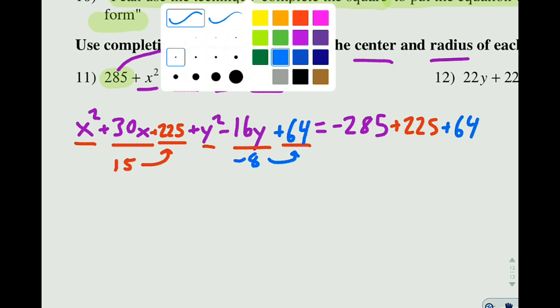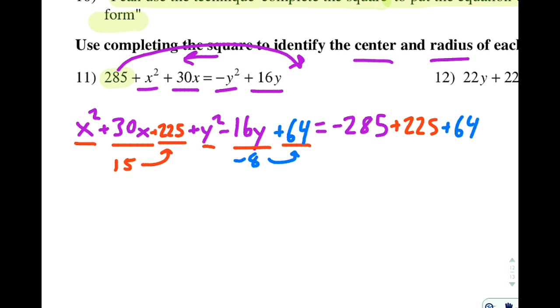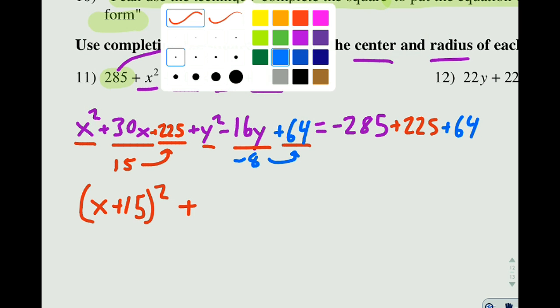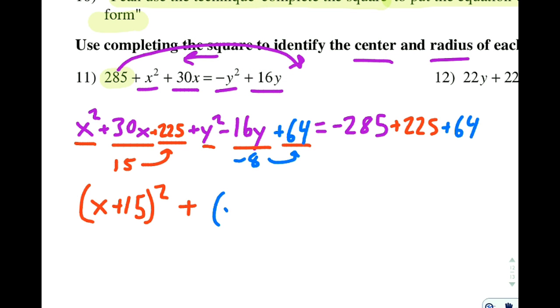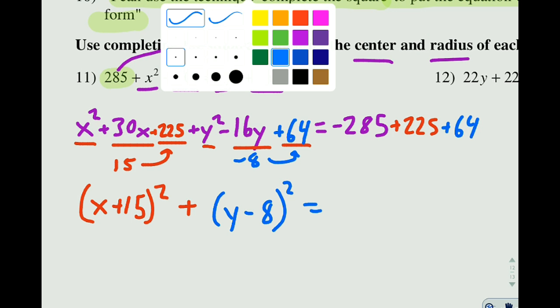The reason I did that is now, the last step is I'm going to factor down my x group. And it's going to factor into x plus 15 squared. How do I know that? It's always going to be x plus half of that coefficient of x, in this case 15. Plus, I'm going to have my y's. I'm going to have y plus, in this case, negative 8. So y minus 8, squared in parentheses.